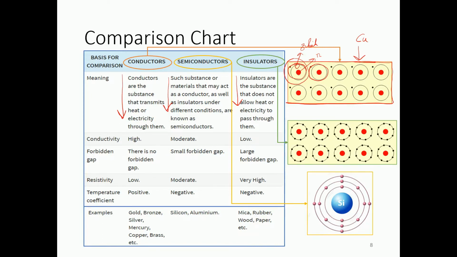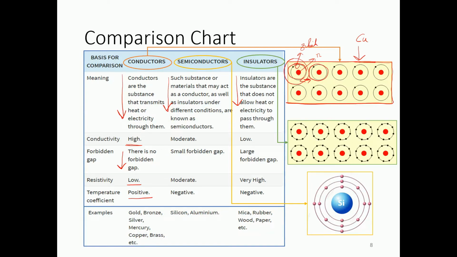So this is how conductors work, and that's why we say conductors have high conductivity, and the forbidden gap is very low. The forbidden gap is basically the gap between these two bands, and the electron can jump from the valence band to the conduction band. We are going to look into the energy levels as well. Another parameter is that it has low resistivity and a positive temperature coefficient: when we apply heat, the electrons get excited quickly and they can move.